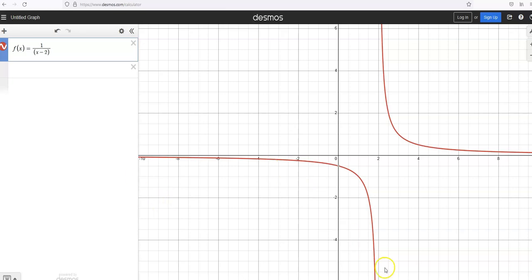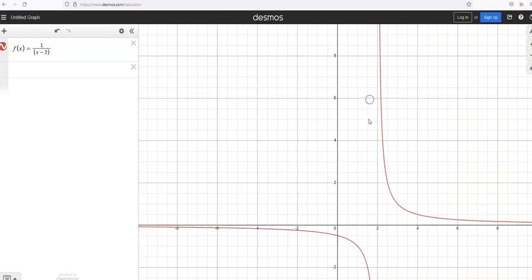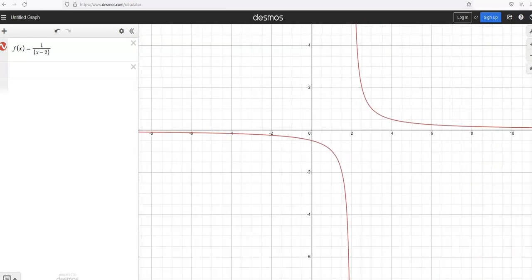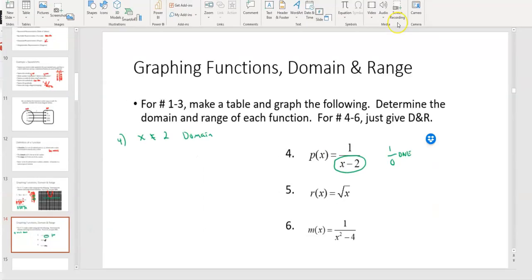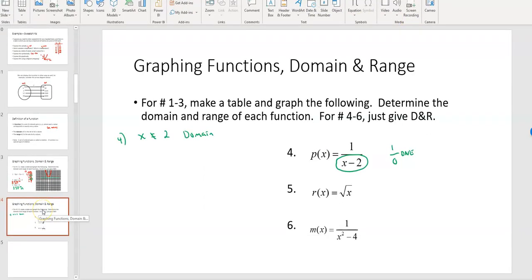Notice it can take on every other y value I want, right? The negative y values over here, positive y values up here. So it can take on every y value except for 0. So for my range, I'm going to put y values that are not equal to 0. I take a look at number 5.